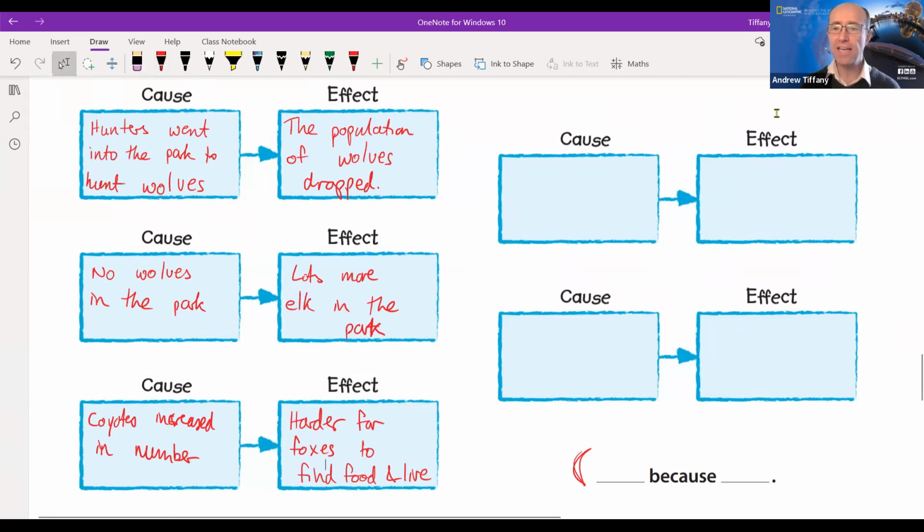Okay. Now, without looking at the text, can we think of two more cause and effects that happened? Let's see if we can think of two more. So we could say a cause maybe is elk eat more young trees and stop them growing. What's an effect of that? What was an effect of elk eat more young trees and stop them from growing?